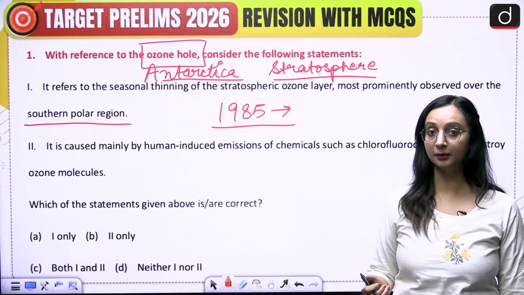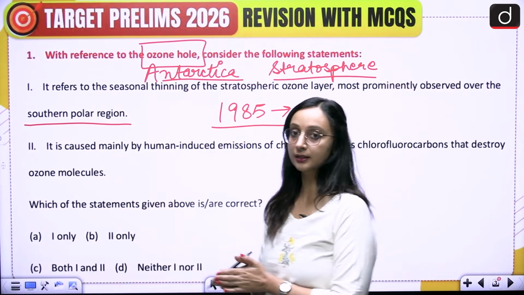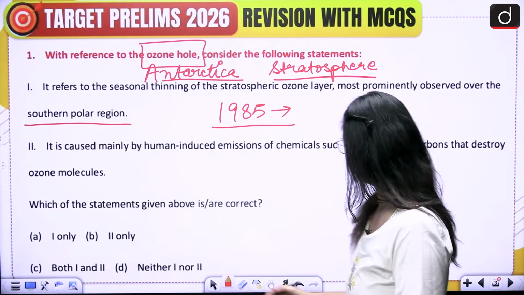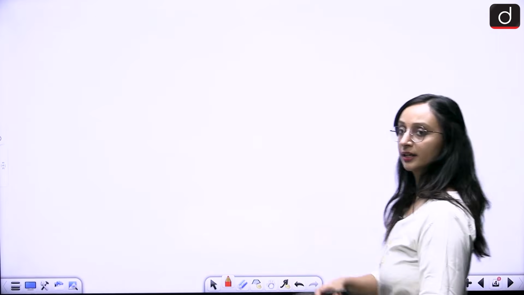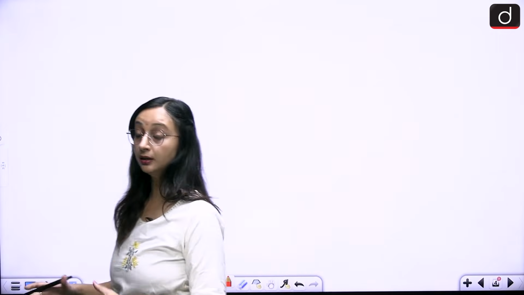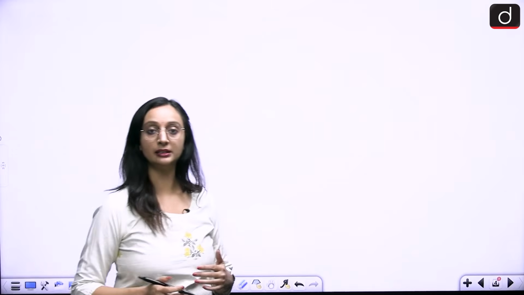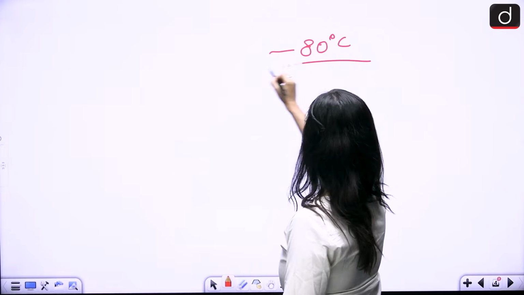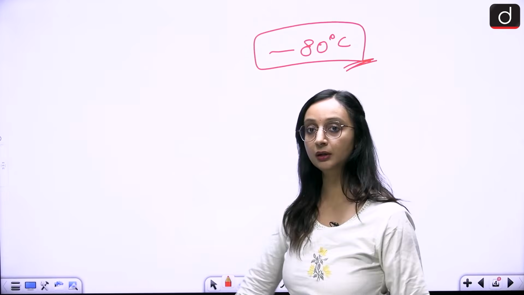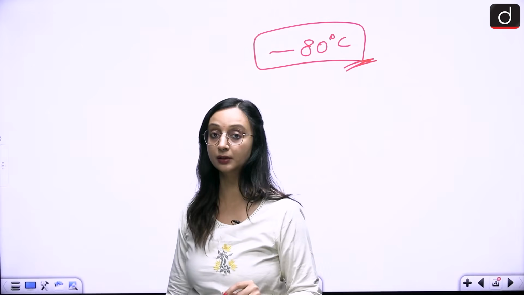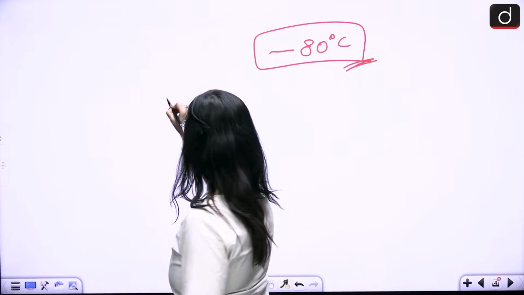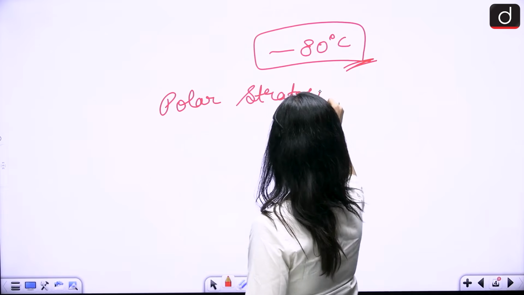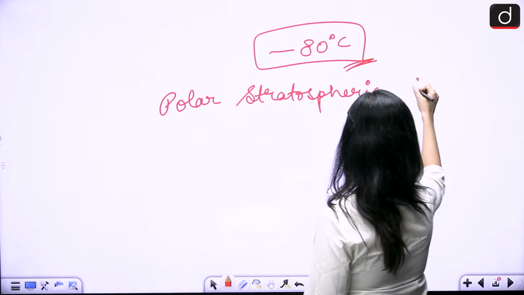Now, why does this happen? For that, we need to understand the process that happens over Antarctica. Antarctica is near the pole, so it has extremely cold weather throughout the year, and especially during winters the temperature falls as low as -80 degrees Celsius. Extremely low temperature, and there we see the formation of some special types of clouds, which are the polar stratospheric clouds.